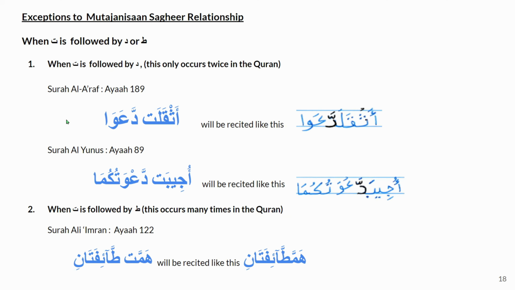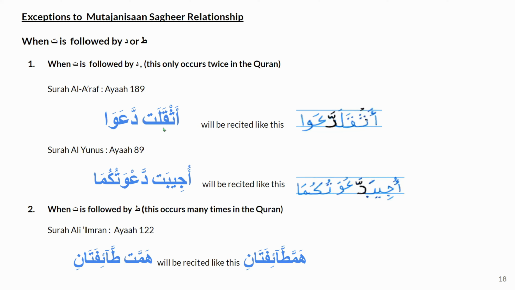And the next situation comes when letter Ta is followed by letter Dal, when they appear in a Saghir relationship where a sakin Ta is the first letter and mutaharrik Dal is the second letter. This only occurs twice in the Quran. As discussed earlier, letter Ta and letter Dal come from the same makhraj, although they are different in sifat. In this case, we will completely merge letter Ta into letter Dal. That's the reason the letter Dal carries a shadda, indicating idgham kamil. And instead of reciting letter Ta, we will directly go to letter Dal.